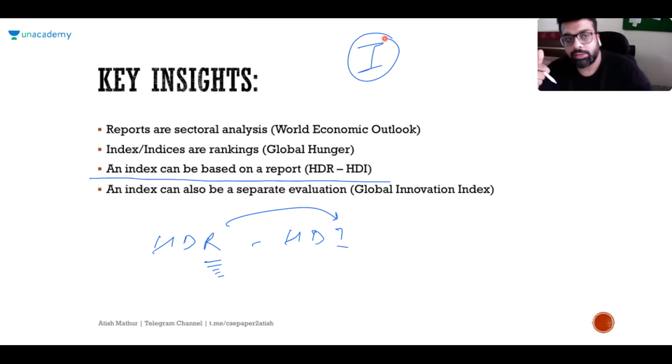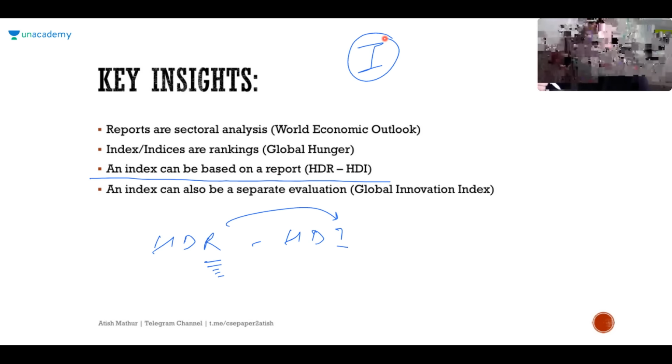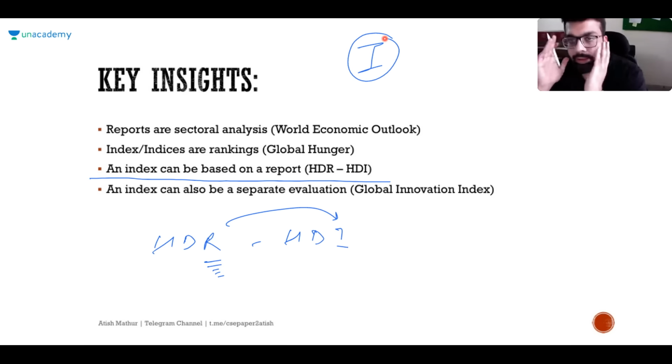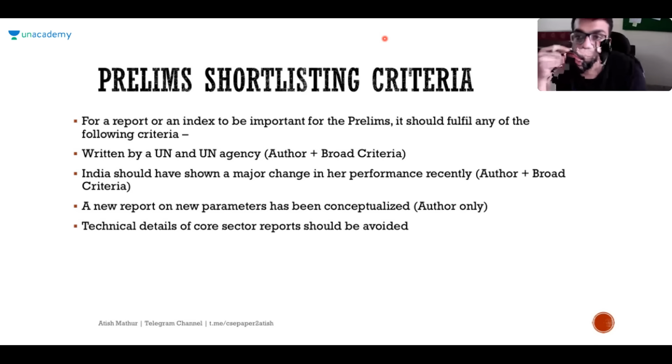Reports are sectoral analysis. Indices, or an index, is basically a ranking. An index can be based on a report, and an index can also be an independent or separate evaluation. It doesn't matter. So that's the basic idea. In 2 minutes, you must understand this. There isn't something to particularly be worried about. Now, this is important to understand. How do we shortlist them? What is the criteria that we use? On what basis have I shortlisted a few, and why do I think these are important and would be asked eventually at some point of time?